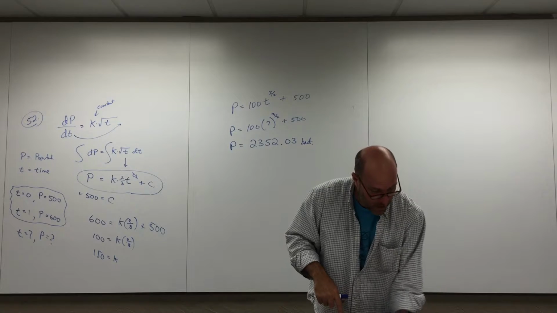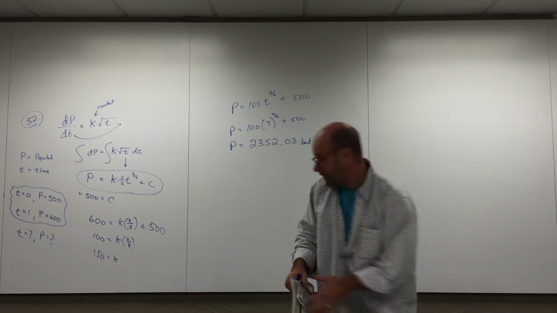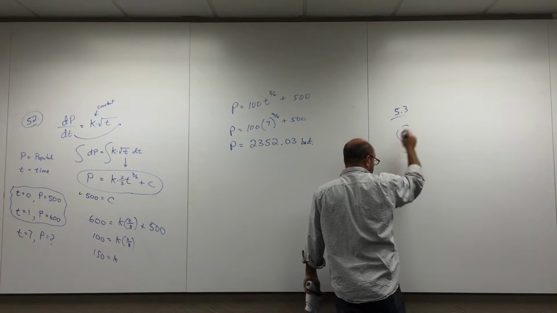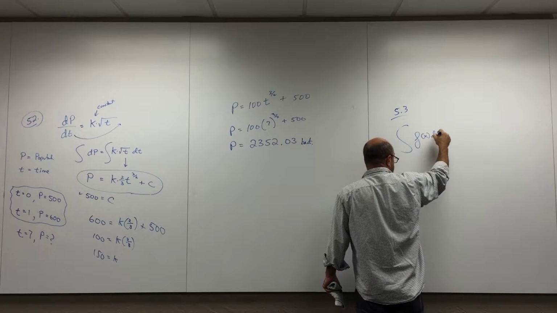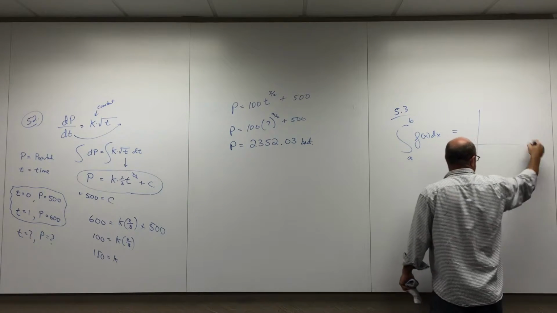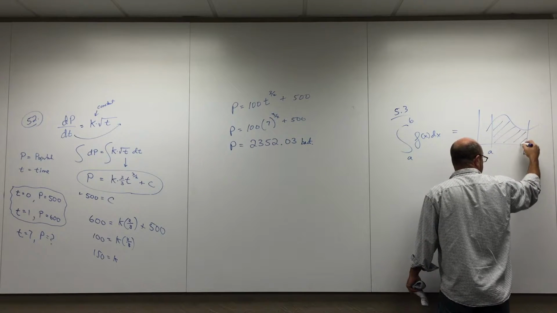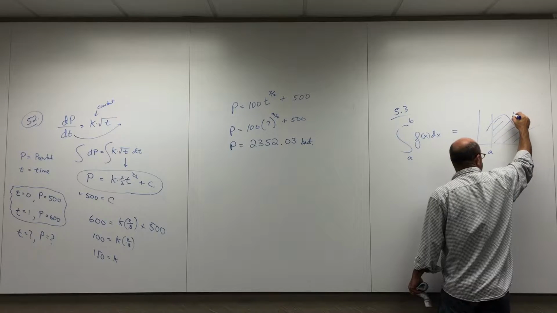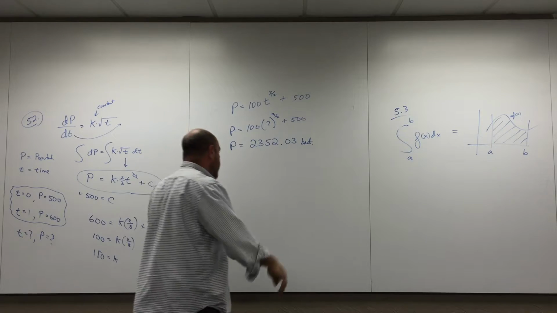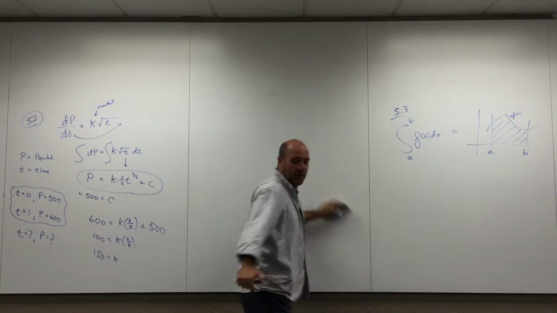I'm moving to 5.3, where the big idea was, as I wrote up here, that if you're integrating from A to B, visually it's the area under a curve from A to B. It's this area under the curve called f of x. So now they got a lot of cool ways of getting at this concept. I want to do some of this homework.